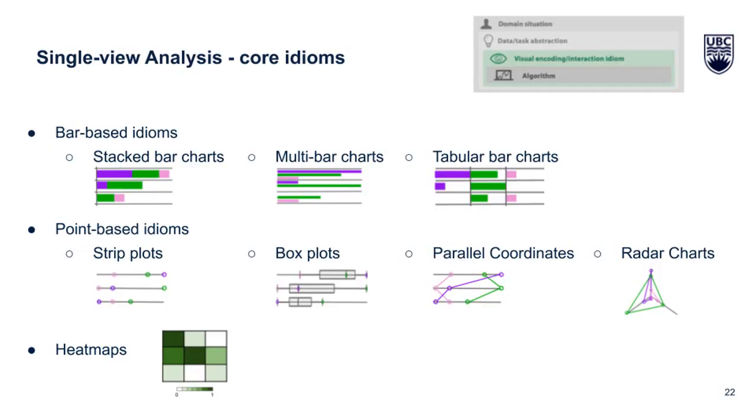To provide a starting point for future work, we look at well-known core idioms. The bar-based idioms include stacked, multi, and tabular bar charts. The point-based idioms include strip plots and their variants, such as box plots, parallel coordinates, and radar charts. We also look at heat maps as an example of an idiom where magnitude is represented with neither length nor position.